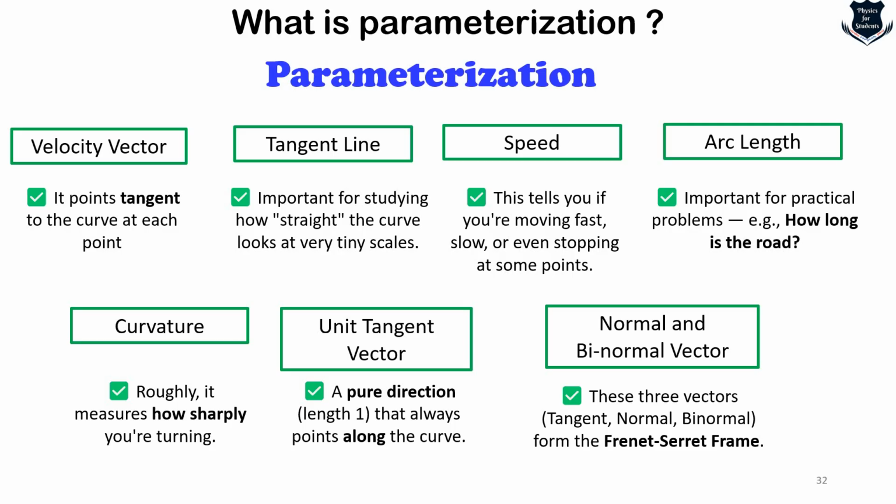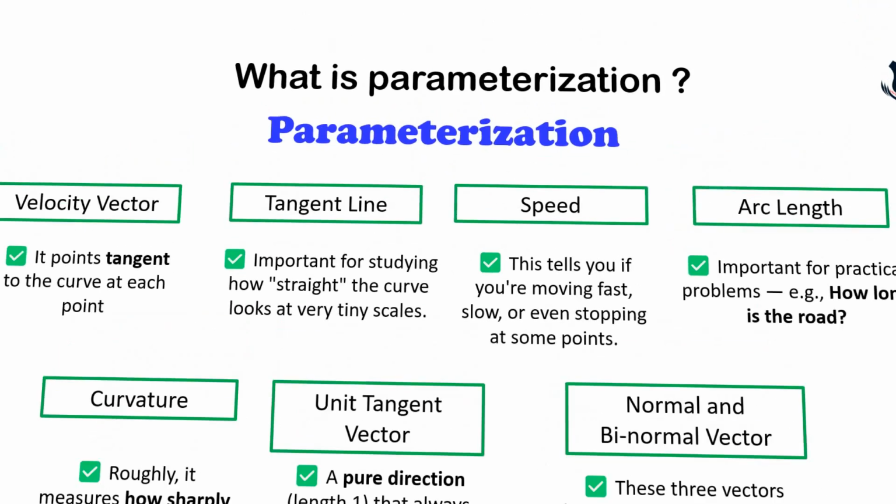Now we will learn all these consequences of parameterization. Concepts like velocity vector and speed are related to physics. So is this related to physics or some kind of abstract thinking? All this we will learn in the subsequent videos which are coming up.